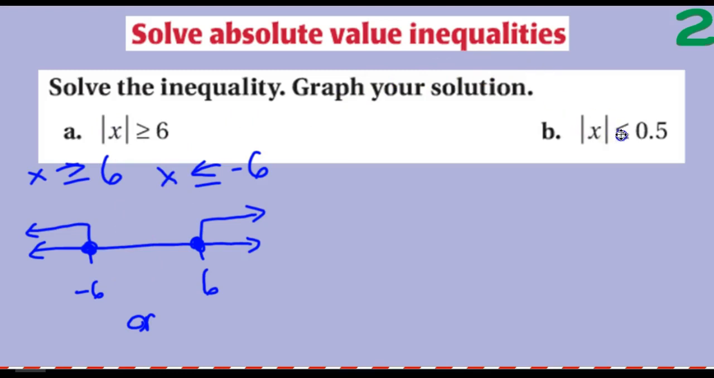Here it says the absolute value of x is less than 0.5. I know that this one's going to be an AND inequality because we have a less than sign. So we will have x is less than or equal to 0.5. We also are going to have a negative, so x and negative 0.5 is our other solution. Then when we switch from positive to negative, we have to flip our sign. So x is greater than or equal to negative 0.5.